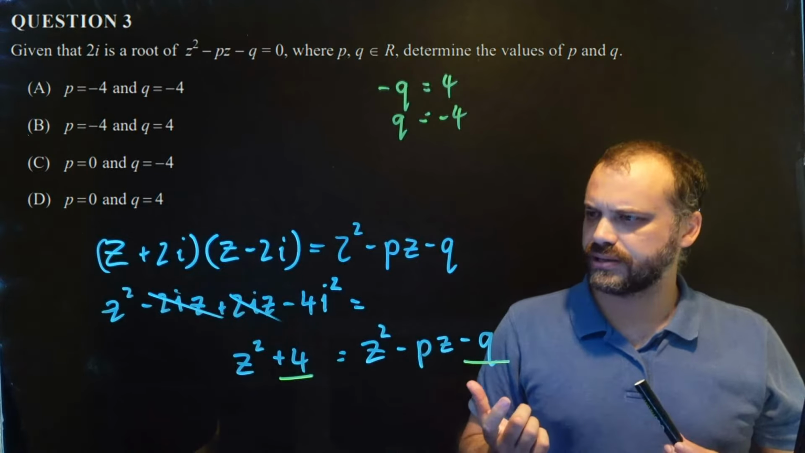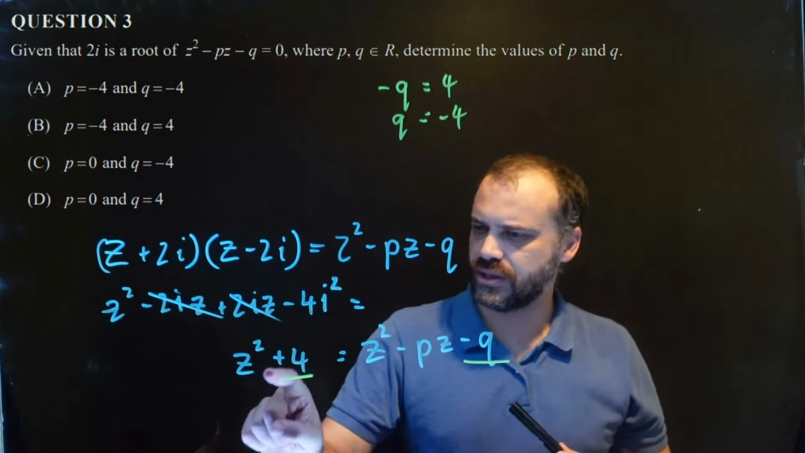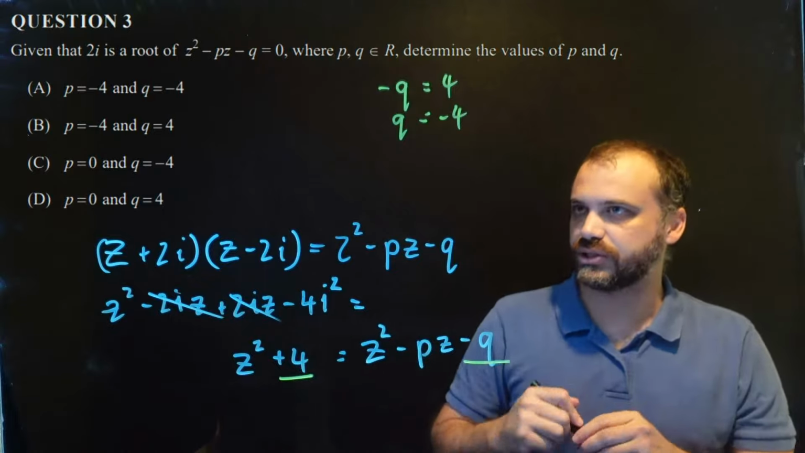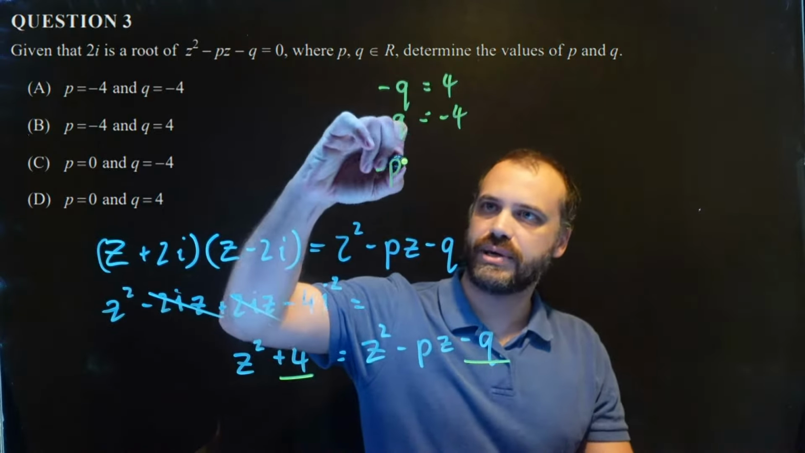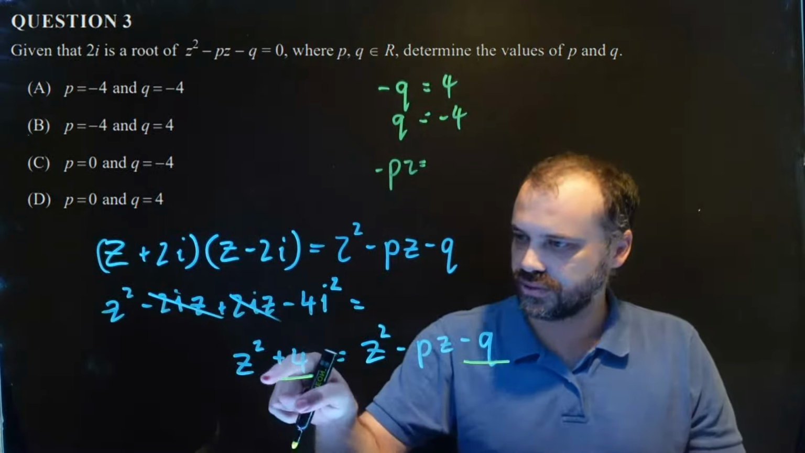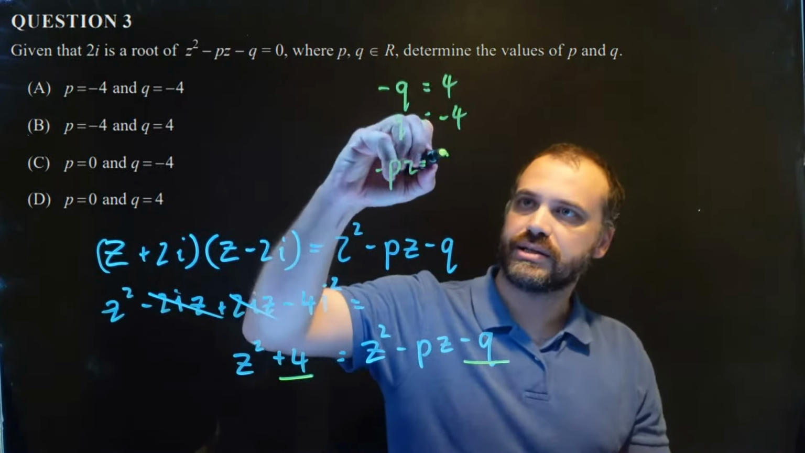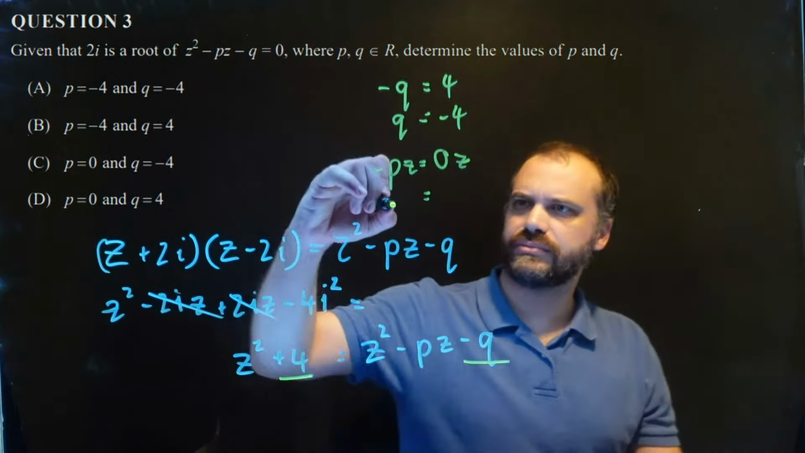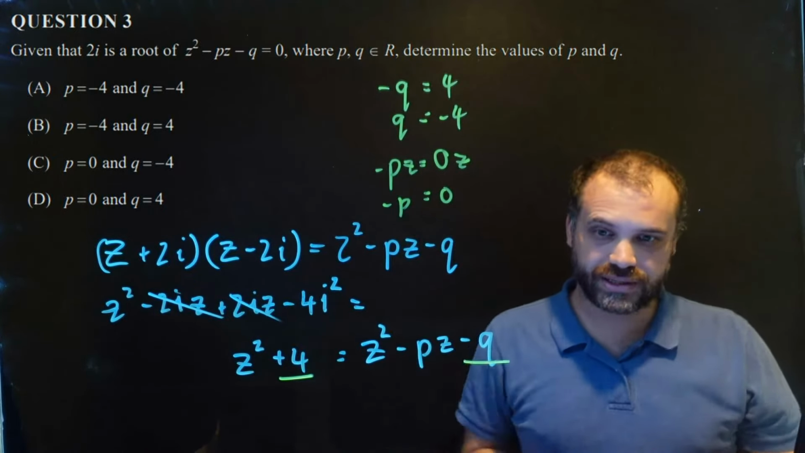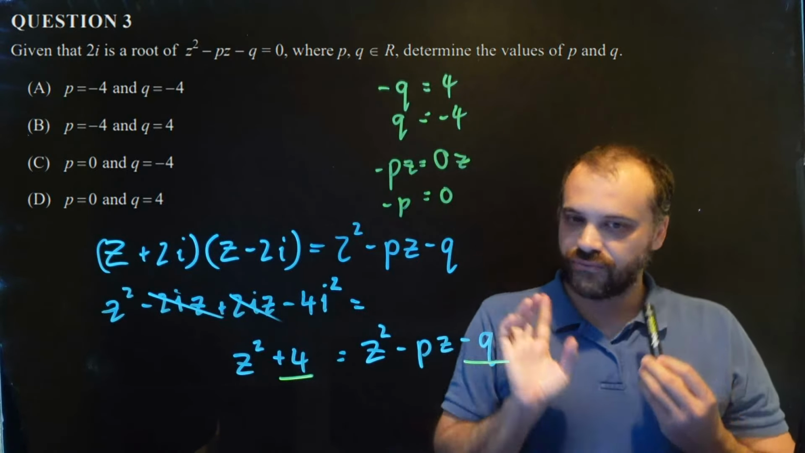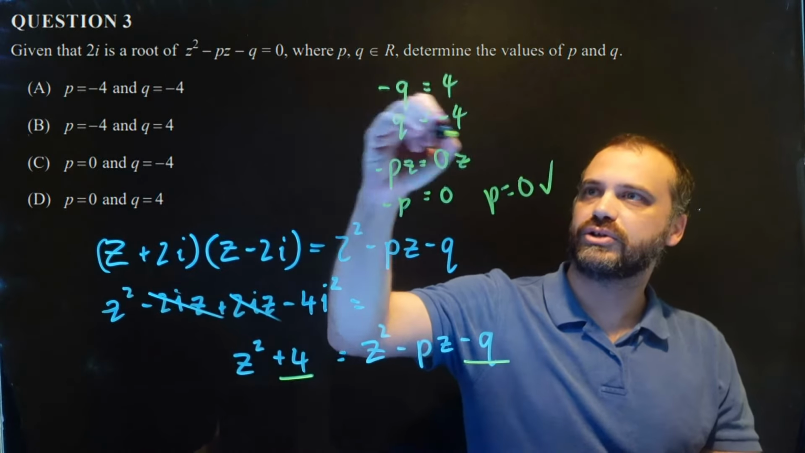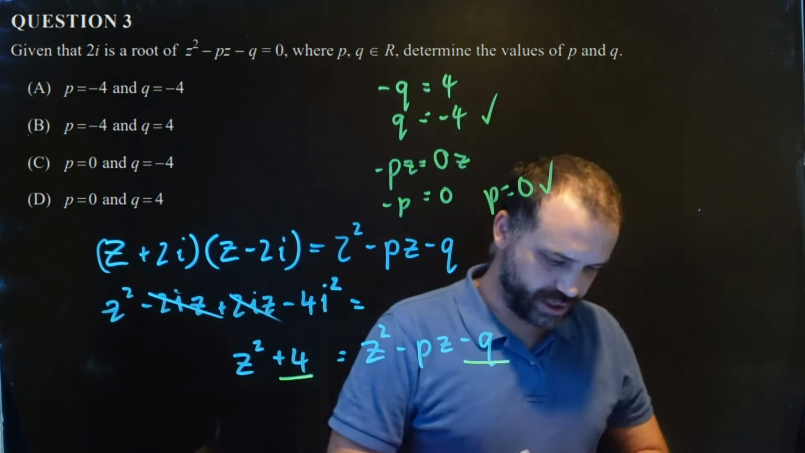What about p? Well, there is no linear term here in our quadratic. So we can just say that negative pz is equal to the invisible 0z, which means that negative p is equal to 0, so positive p is equal to 0. So, finishing things off, p is equal to 0 and q is equal to negative 4.